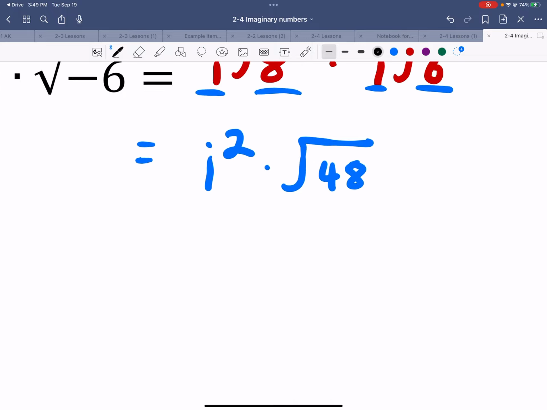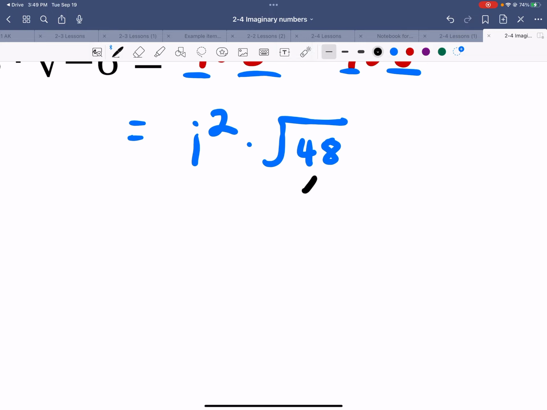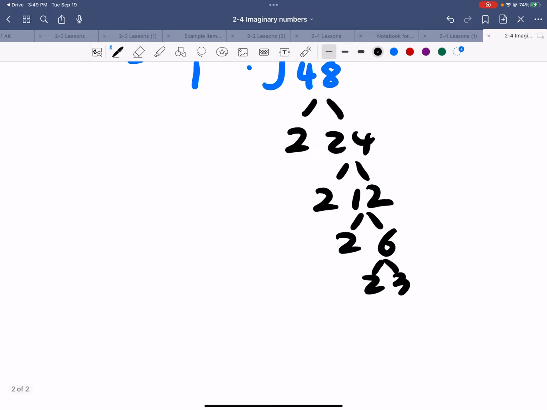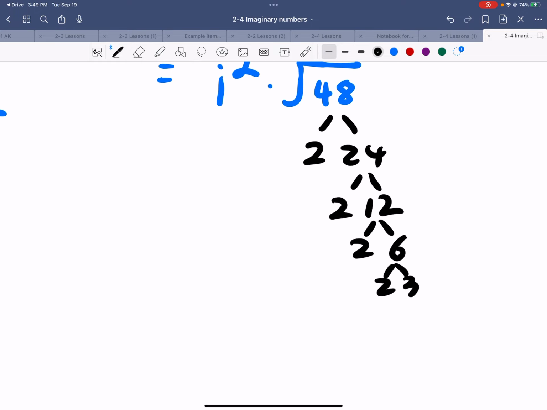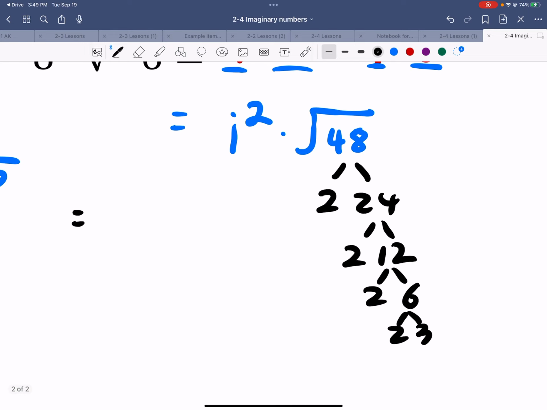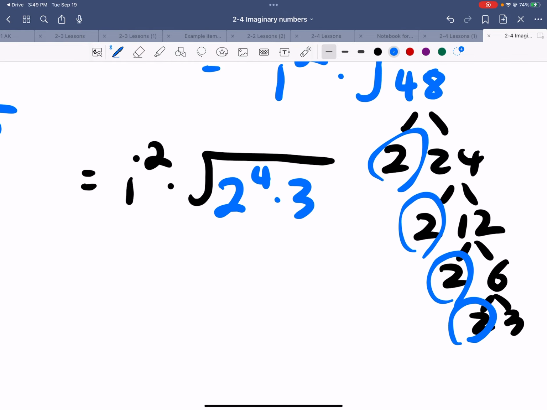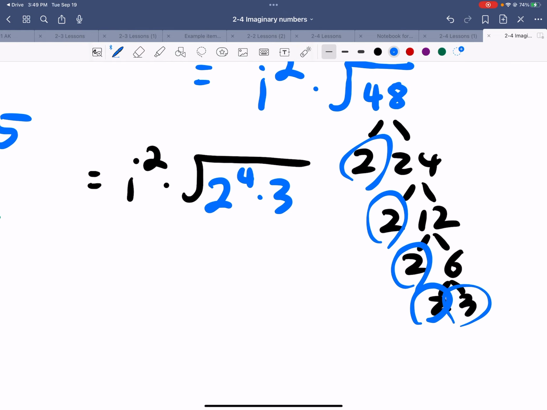All right, let's break this one up. It's going to be 2 and 24, 2 and 12, 2 and 6, 2 and 3. So this one is I squared times, how many 2's do I have? 1, 2, 3, 4, times 3. Right?